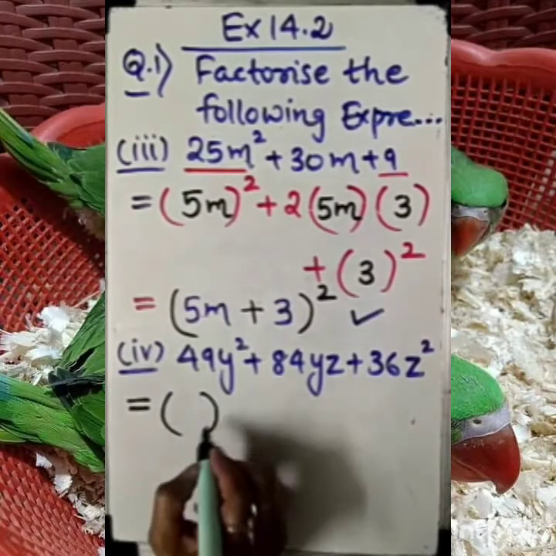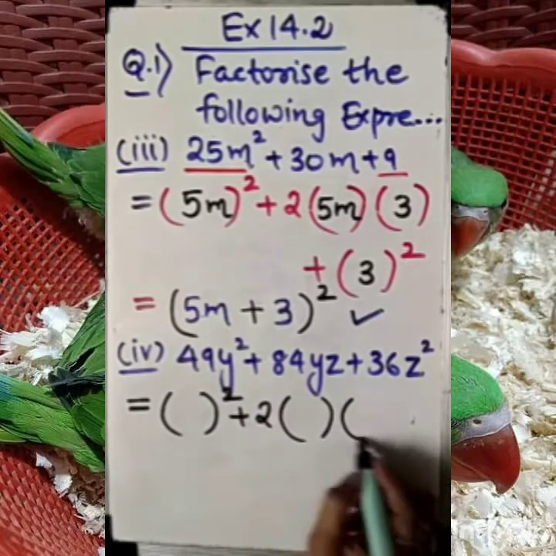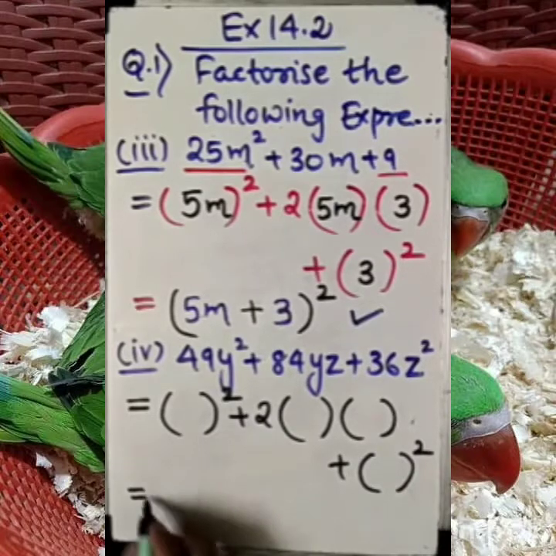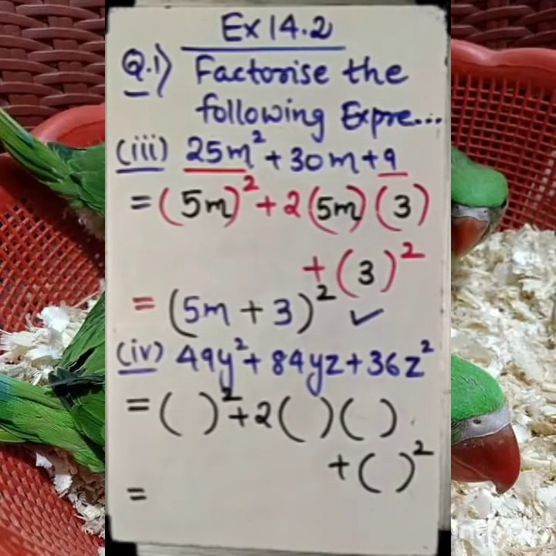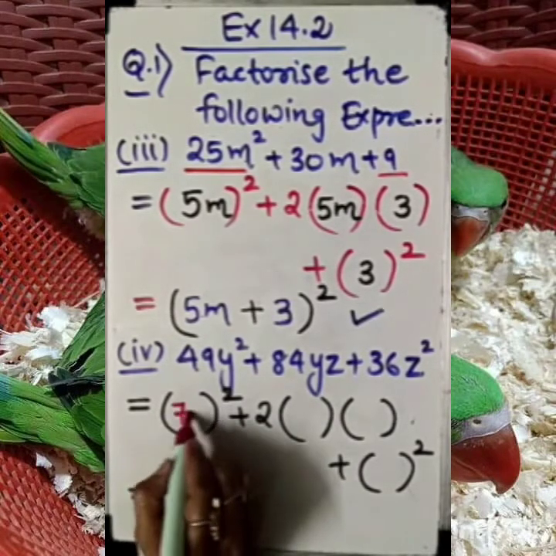So a square plus 2ab plus b square. Right? This is the first identity. Now what is a according to this question? Of course, the value of a is the first term. 49 is a perfect square of 7.